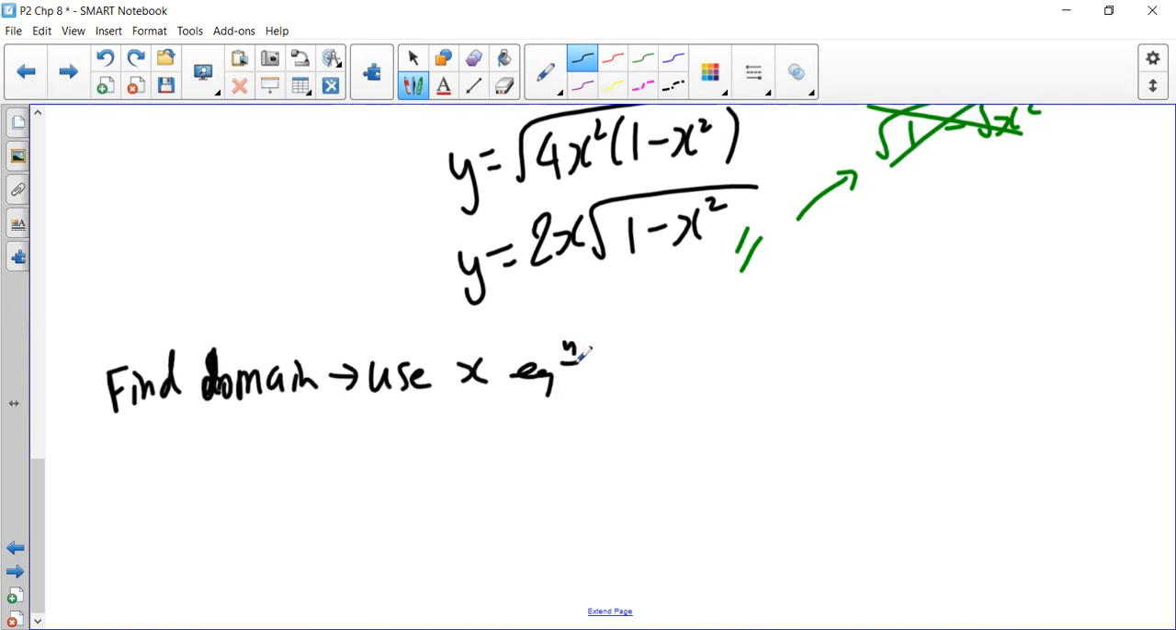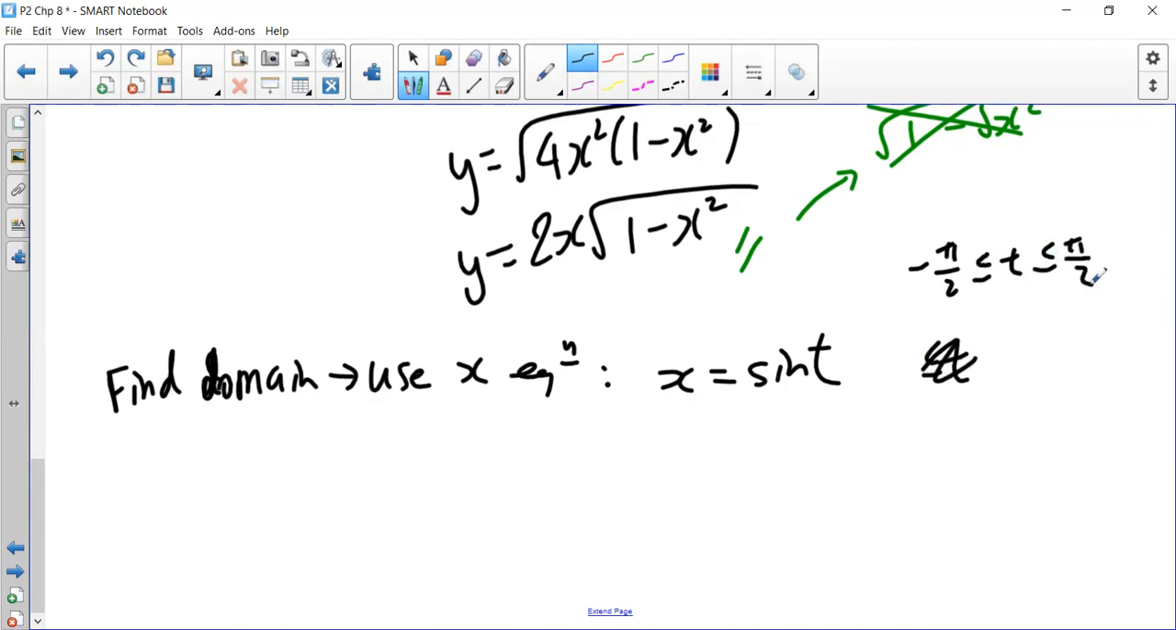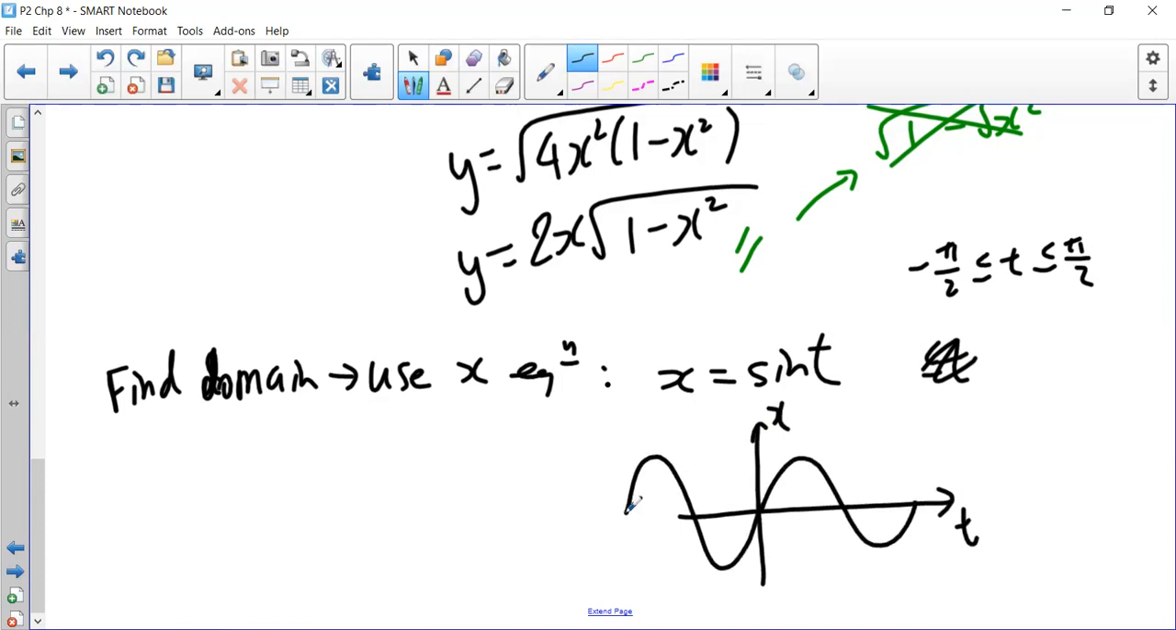So what's the x equation? Well, x equals sine t. Now, sine t is between minus pi over 2 and pi over 2. Think about this. Draw a graph of sine t, this one for t. Sine graphs like this and this. I only want the part between minus pi over 2 and pi over 2.